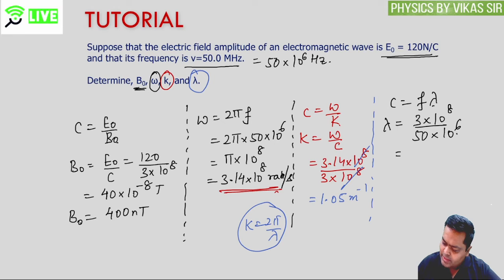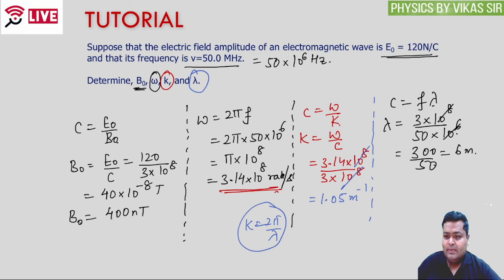So that seems to be 10 power 6. If we cancel, 100 will remain. So that is going to be 3 into 100, that's 3 into 100 over here. So that's 300 upon 50, which works out to be equal to 6 meter. So that becomes my result over there as 6 meter.